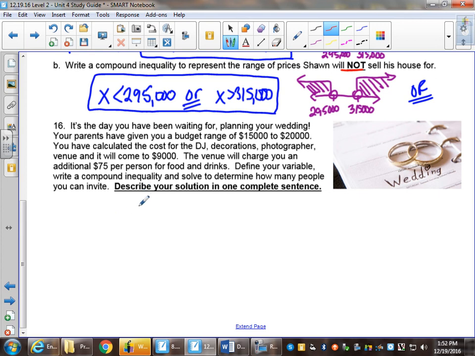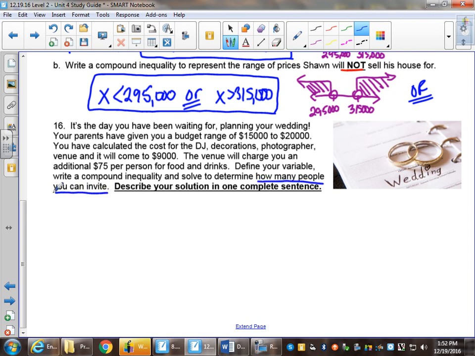It's the day you have been waiting for, planning your wedding. How exciting. Your parents have given you a budget range of $15,000 to $20,000. You have calculated the cost for the DJ, decorations, photographer, venue, and it will come to $9,000 for those things. The venue will charge you an additional $75 per person for food and drinks. Define your variable, write a compound inequality, and solve to determine how many people you can invite.